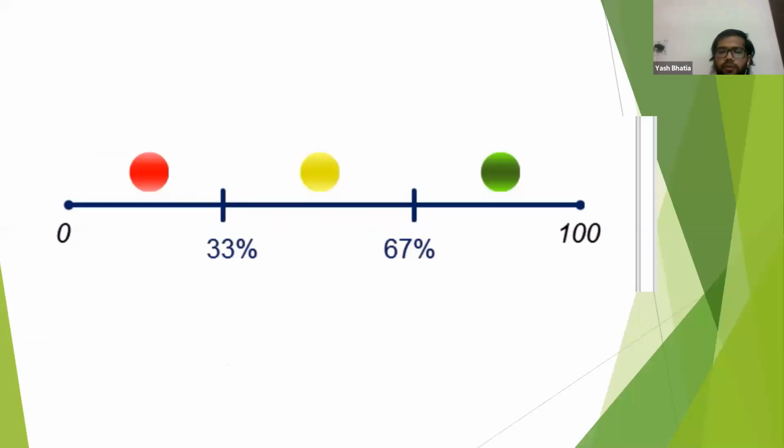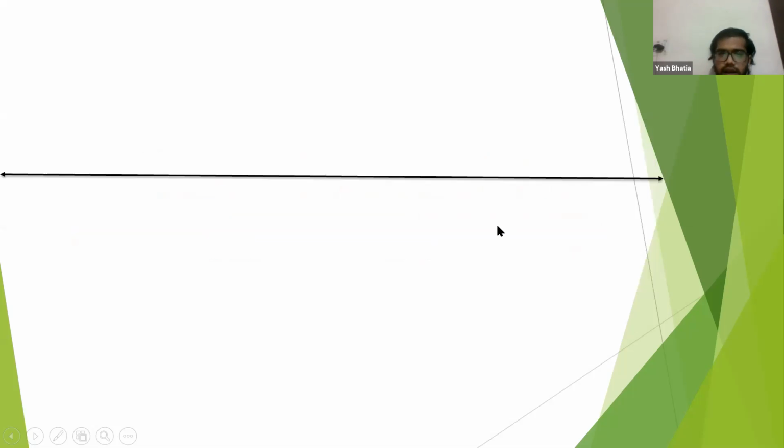Excel reads percentages in the range of 0 to 100. So what we have provided is that any value between 0 to 33% will show red. Any value between 33% to 67% will show yellow. And any value above 67% and below 100 will show green. But what went wrong? I'll show you.